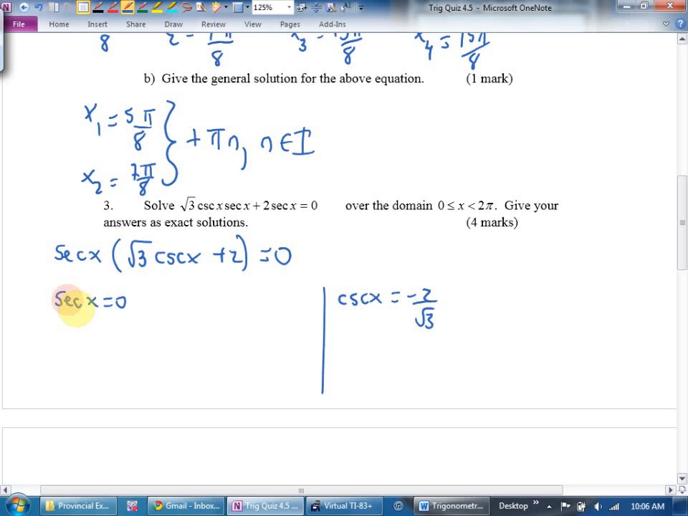I don't deal with secant. Secant goes with cosine. Now, this is kind of weird. This is saying cos x equals 1 over 0, because I got to flip both sides. So if I flip a 0, it would become a 1 over 0.